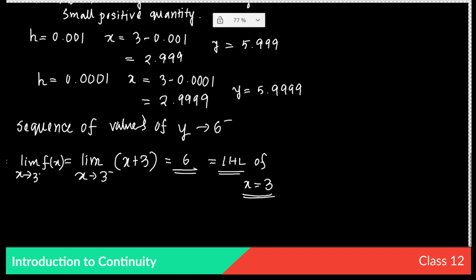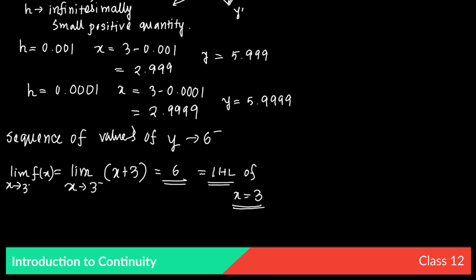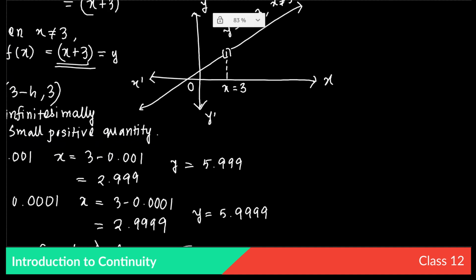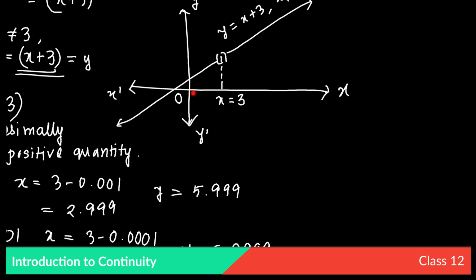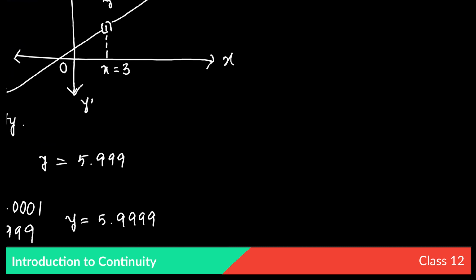Now we move to the RHL at x equals 3. That means we are approaching x equals 3 from the right hand side. At first we moved from this end, that means we approached x equals 3 from the left hand side. Now we are approaching x equals 3 from the right hand side. So for the right hand side, we will take those values of x which are in 3 to 3 plus h.